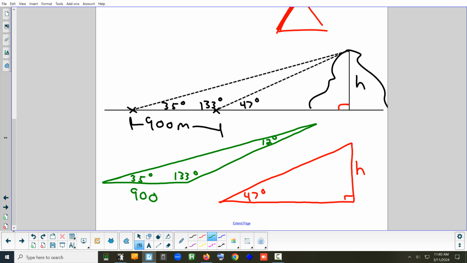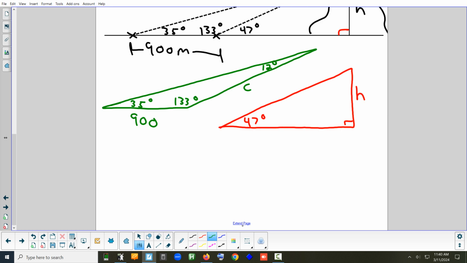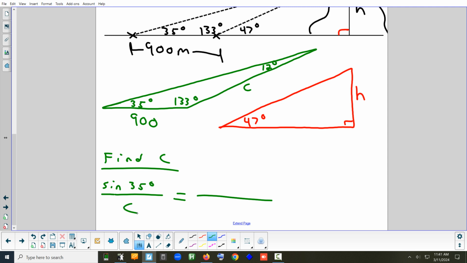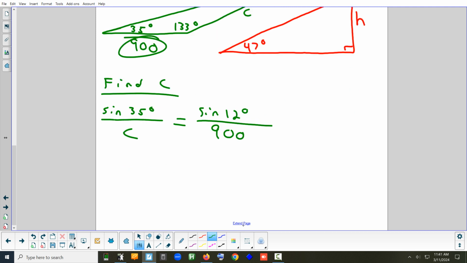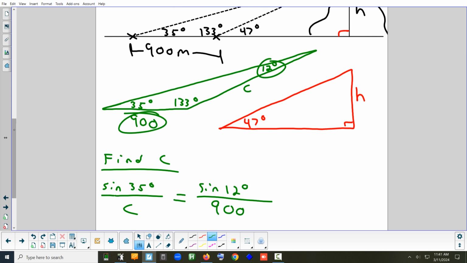Okay, so now let's call this side C. What would be my law of sines to find C? Yep. Sine 35 over C equals sine 12 over 900. This was the whole key to the problem, the 12 and the 900. Okay, I'll leave that part for you. So now you could find C, and once you find C, that's this side right there. So now you know C.